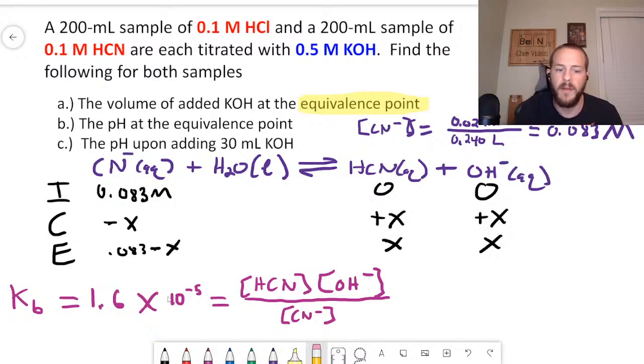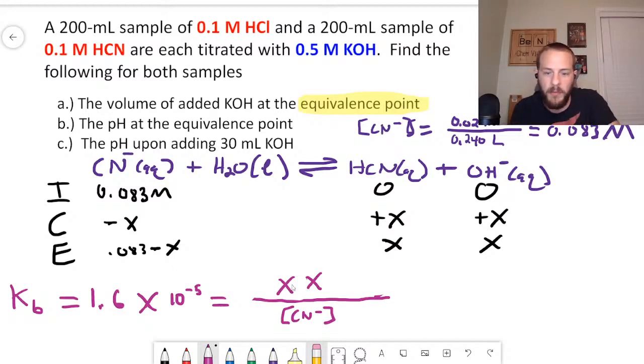Okay, so we know the expression for the equilibrium constant, so we can now substitute everything in terms of x. The concentration of HCN is just x. The concentration of OH minus at equilibrium is also x. And x times x, we can rewrite as x squared, which simplifies that one. And with CN minus, we know that is 0.083 minus x. So we have this quadratic equation here: 1.6 times 10 to the minus 5 is equal to x squared over 0.083 minus x.